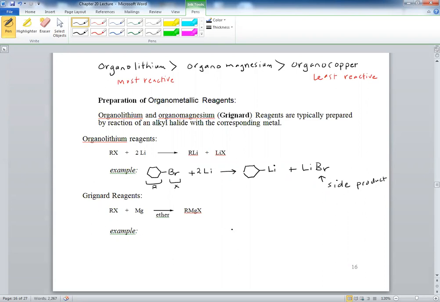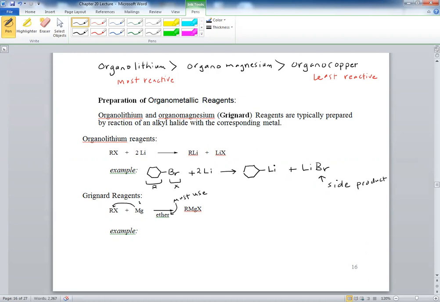For the Grignard reagent, you don't need 2 moles. You need 1 mole of magnesium, and you're putting that in ether. So you must use ether. And what happens here is quite different, in that magnesium, in a sense, inserts itself in between.